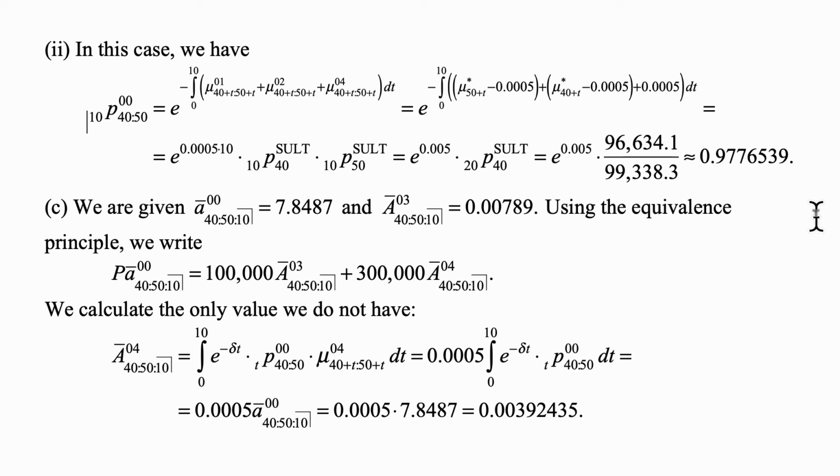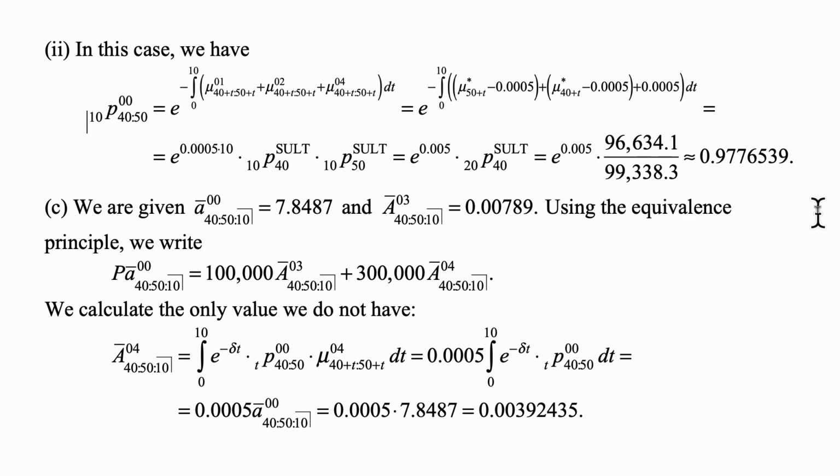And the premium annuity is the one that is given, luckily. And then the big A bar 03, actuarial present value of the benefit at 100,000, that's also given. So the only thing left is the benefit in the case of simultaneous death, 300,000. And of course, we're using this equivalence principle here to derive the premium. So we need to calculate A bar 40 colon 50 colon angle 10 04.